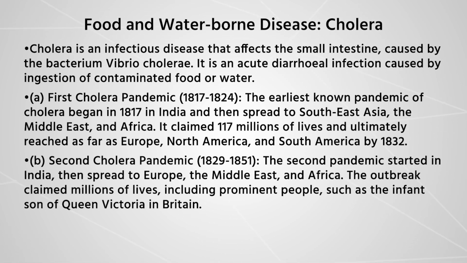The second cholera pandemic started in India and then spread to Europe, the Middle East and Africa. The outbreak claimed millions of lives, including prominent people such as the infant son of Queen Victoria in Britain.